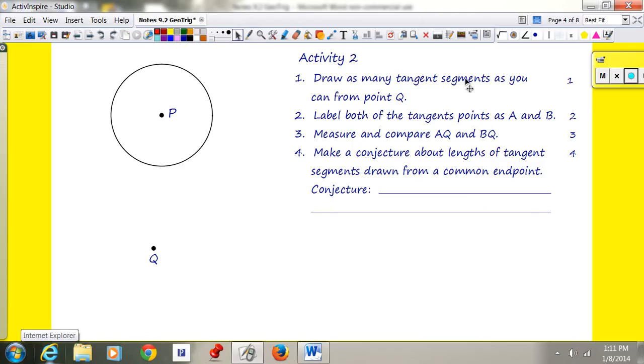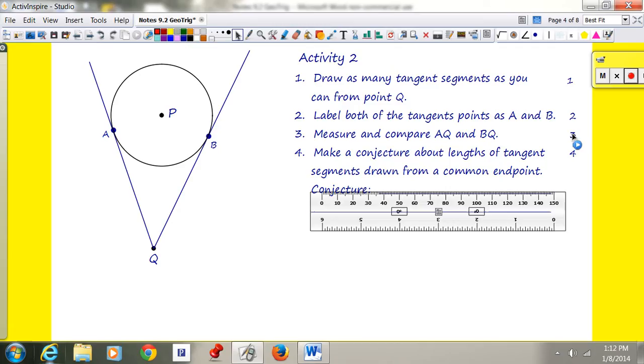Draw as many tangent segments as you can from point Q. If you can, you only draw 2 of them, because you're going to have a tangent to one side and a tangent to the other. There's no other tangents. So label both tangents as A and B. Okay, there's A and there's B. That's where it's touching. Measure and compare AQ and BQ.